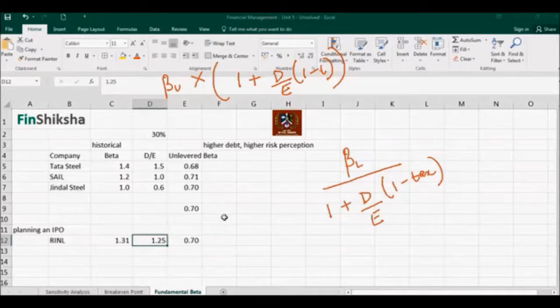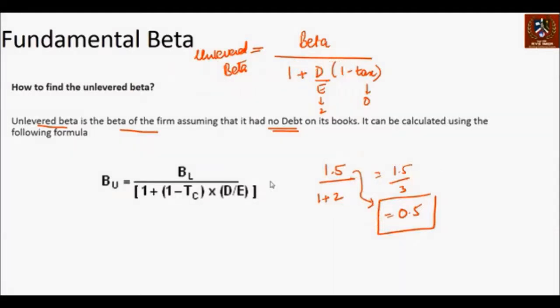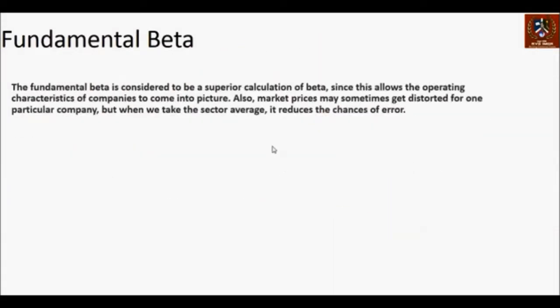So this calculation of fundamental beta allows you to identify what is going to be the correct beta for a particular firm. That's what fundamental beta does for us. That's the data we have for fundamental beta. It's considered to be a superior calculation of beta since this allows the operating characteristics of companies to come into picture. Market prices may sometimes get distorted for a particular company, but when we take the sector average, it reduces the chances of error. Market price for one firm may get distorted, but if you're taking the average of 3 firms, the chances of error are lesser.